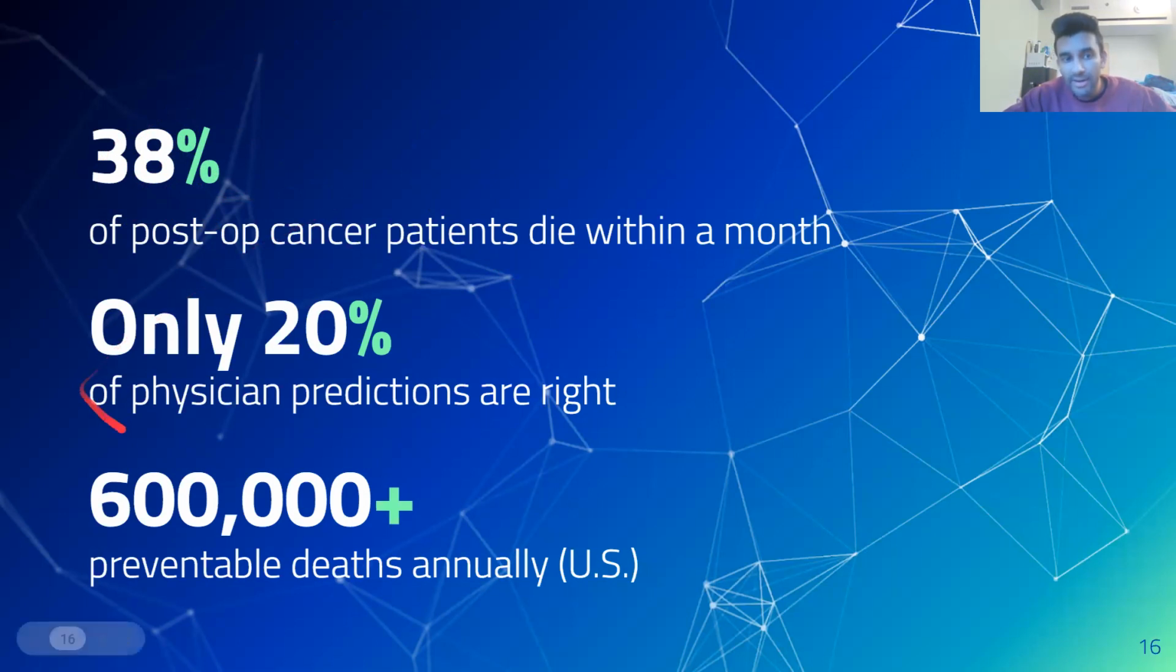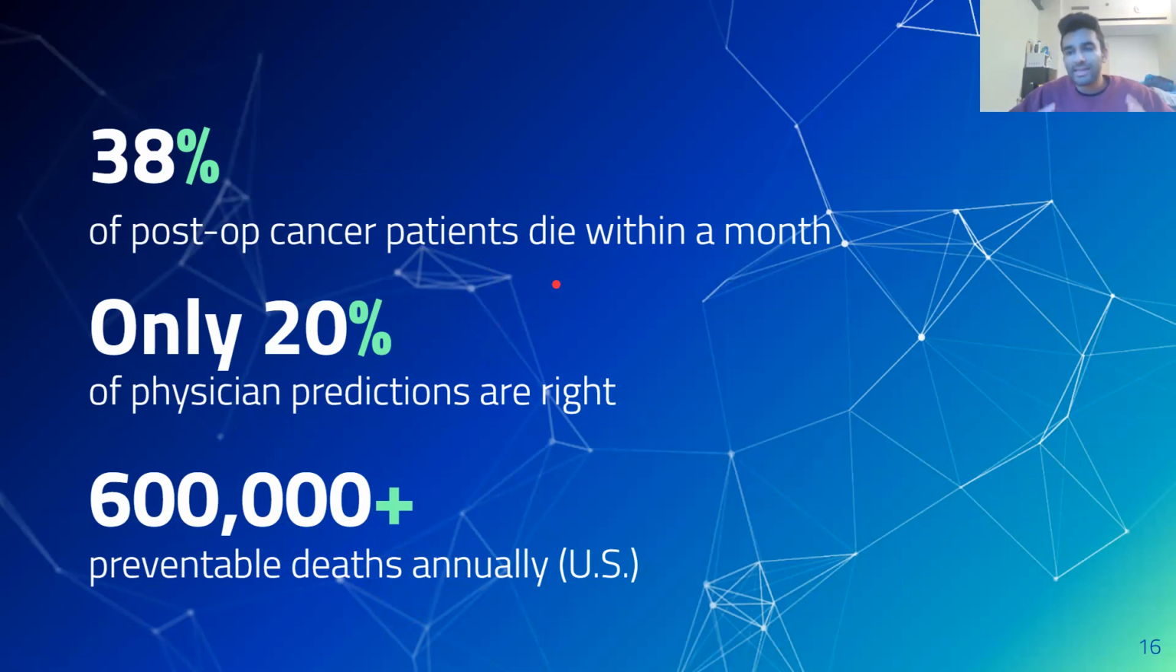And the scariest part here is that doctors are only right about 20% of the time. So they're only right in predicting who lives versus who dies for 1 in 5 patients, which means that for the remaining 4 out of 5 patients, doctors are wrong. They think you'll die when you actually won't die, or they think you'll live when you'll actually die. And that means that you get improper therapy, you don't get the proper kinds of treatments, and that leads to over 500,000 deaths each and every single year. So that's 600,000 deaths in the US alone. There's actually millions of deaths globally because of this issue.